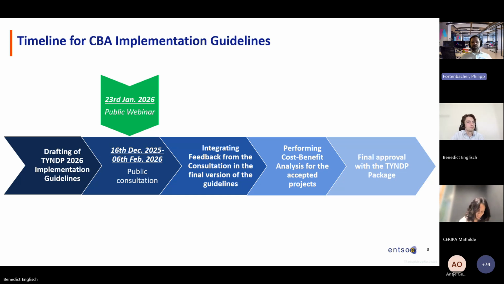After this, we intend to integrate the feedback from your side, and then this will be the base for the cost benefit assessments itself, before this is put in the final approval within the TYNDP package. So that's the plan.